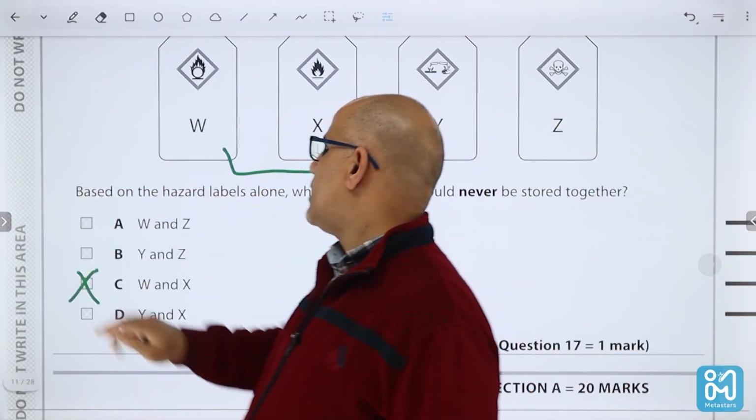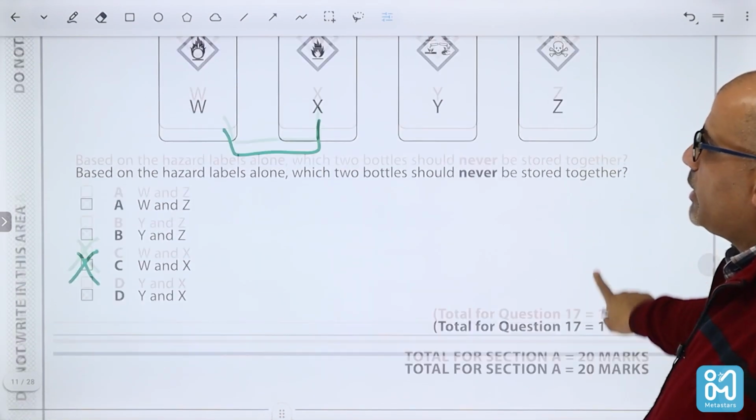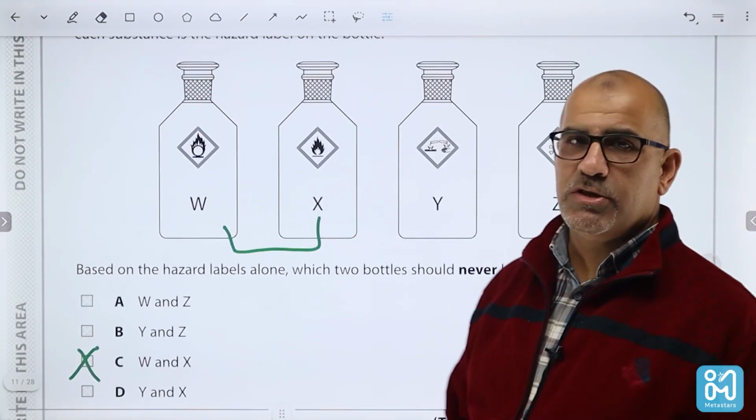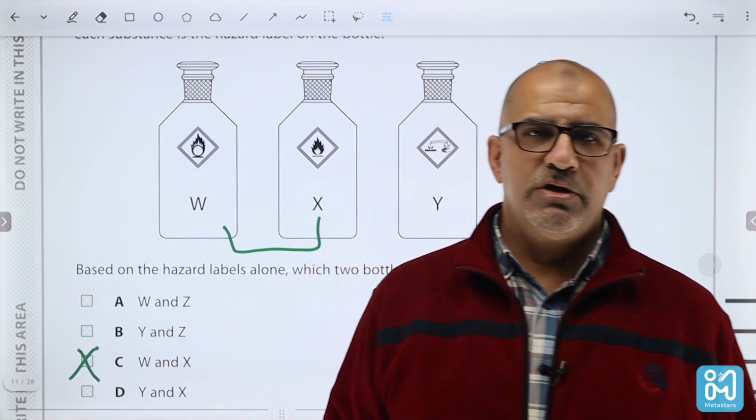You shall memorize the hazard symbols. Okay, like that, my students, we finished the first section in this paper, which is the multiple choice questions.